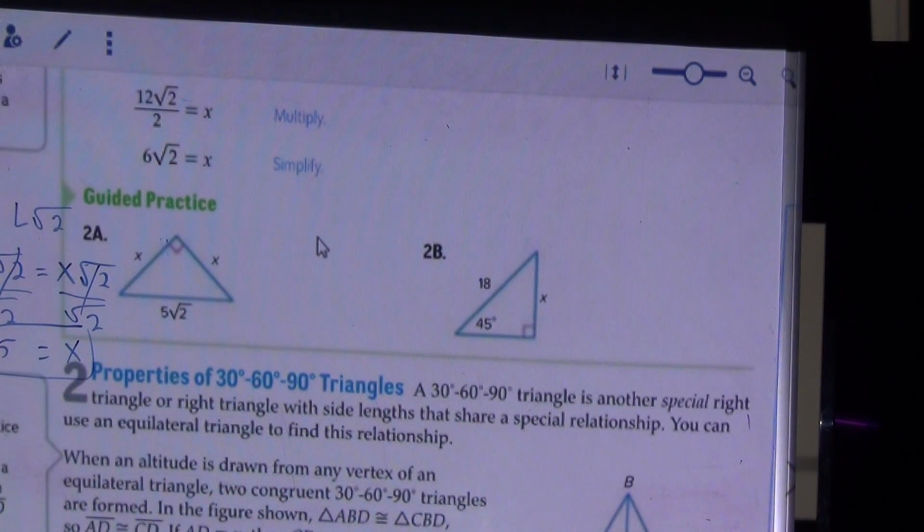And that makes sense. The height equals 5 times the square root of 2. So these are both 5, and if I do 5 times square root of 2, I get 5 square root of 2. Hypotenuse.